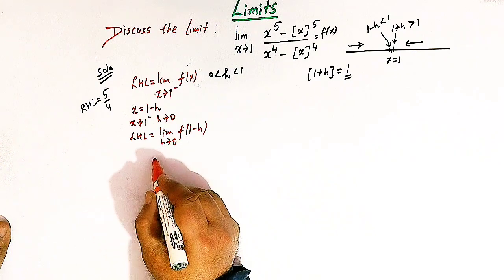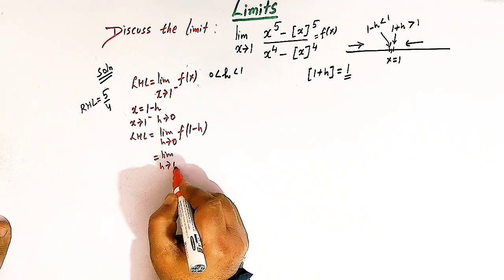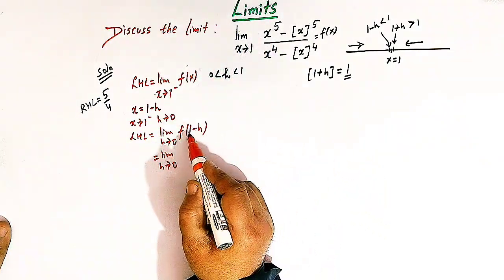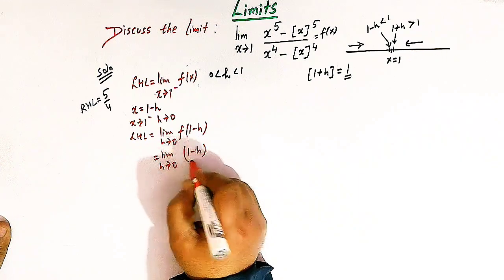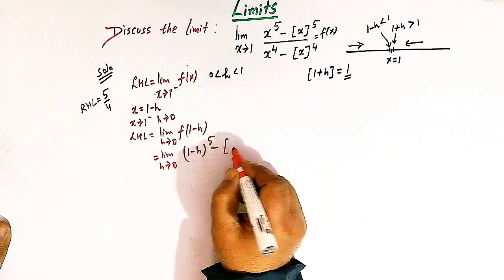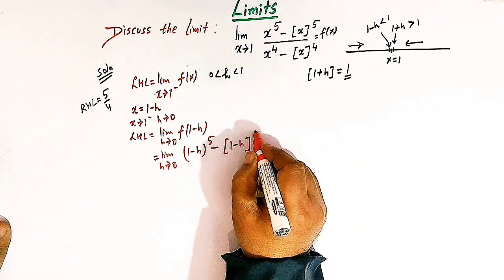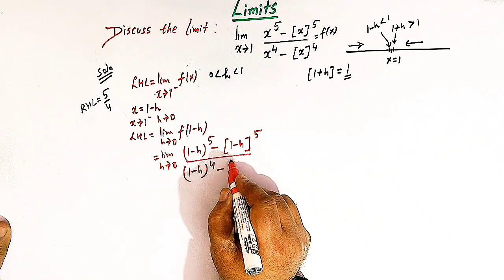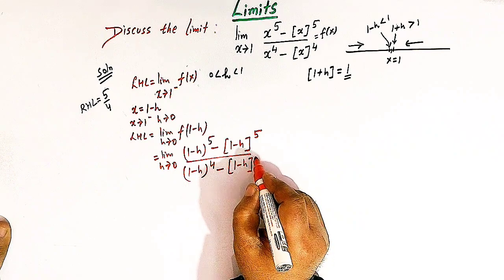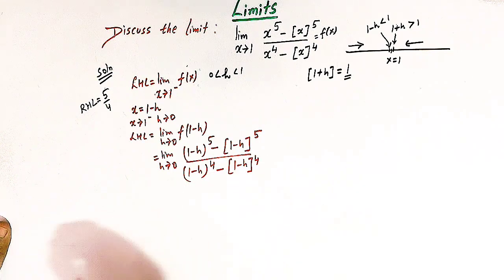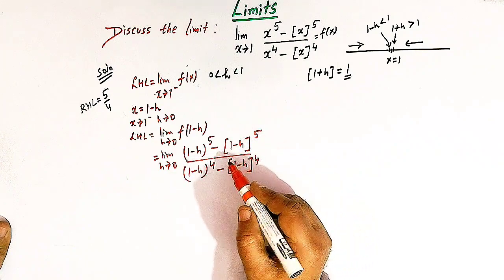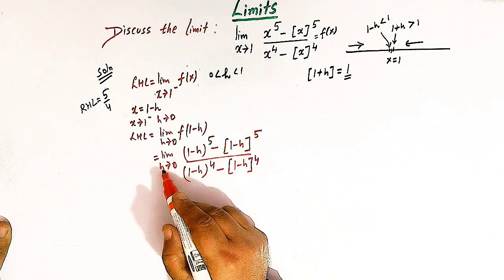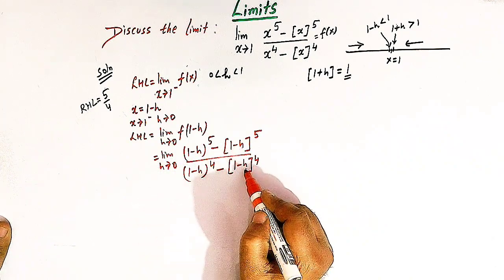1 minus h, right? So now the value of f of 1 minus h can be obtained by replacing x by 1 minus h. So we have (1 minus h) raised to 5, and here we have the greatest integer of (1 minus h) raised to 5, and then we have (1 minus h) raised to 4 minus the greatest integer of (1 minus h) raised to 4, right? Okay, and here again we have the same situation. We have the greatest integer function, and we cannot directly substitute h equal to 0 over here, right?